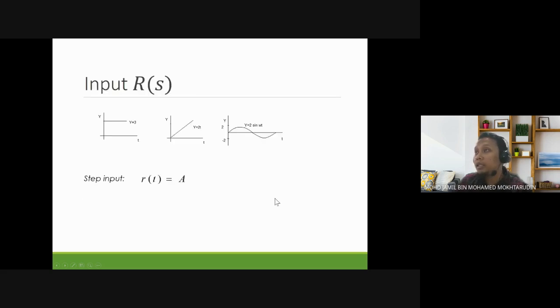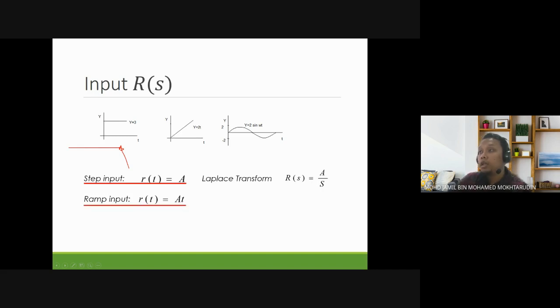Basically R(s) is the input, and there can be many types of input. The most common is the step input, figure number 1 here, an input that is constant with time. If you use Laplace transform on r(t), you get R(s) equals A over s. And r(t) can also be a ramp input, which changes linearly with time. With Laplace transform, R(s) equals A over s squared.